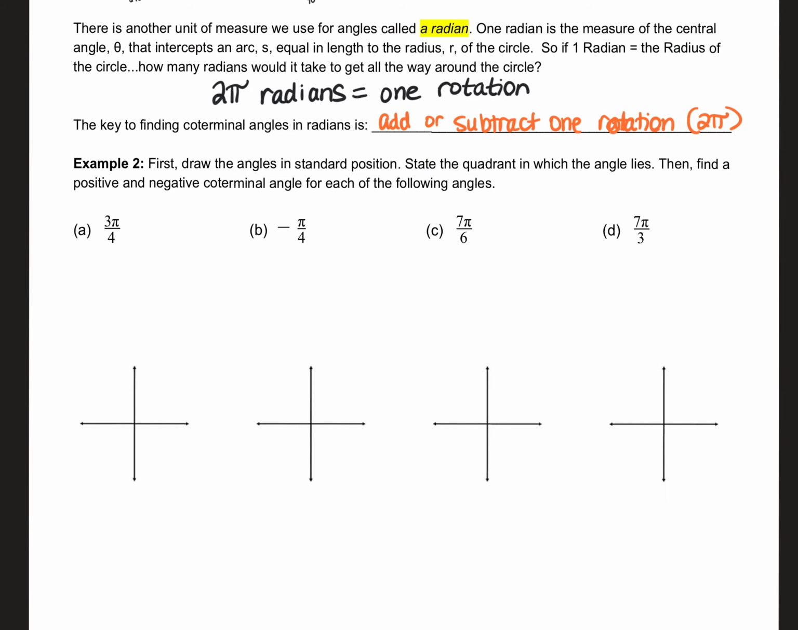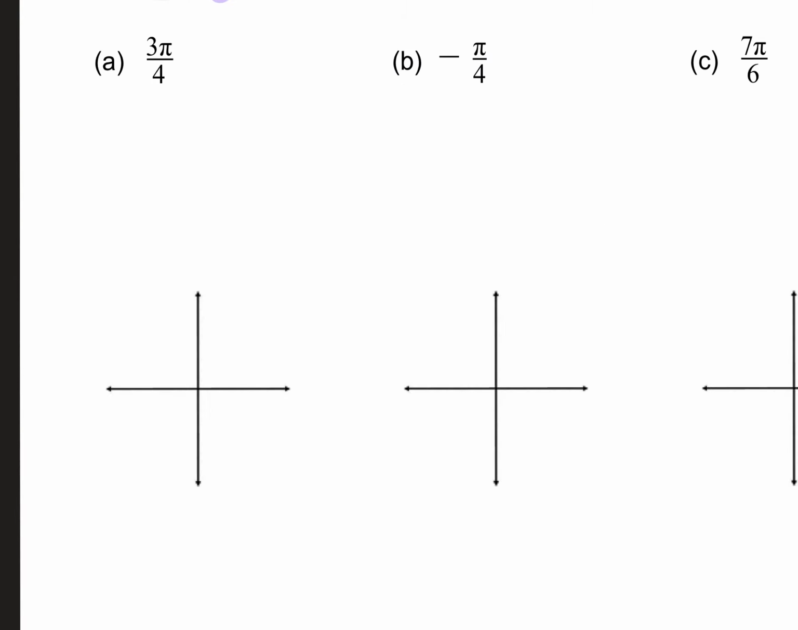So just like we did above, we're going to do 4 things here. We're going to draw the angle in standard position, state the quadrant, then we're going to find a positive and a negative coterminal angle for each of the following. So let's start out with 3 pi over 4.